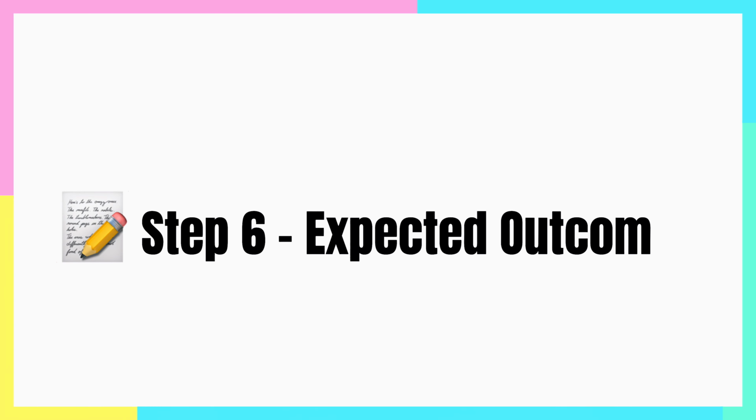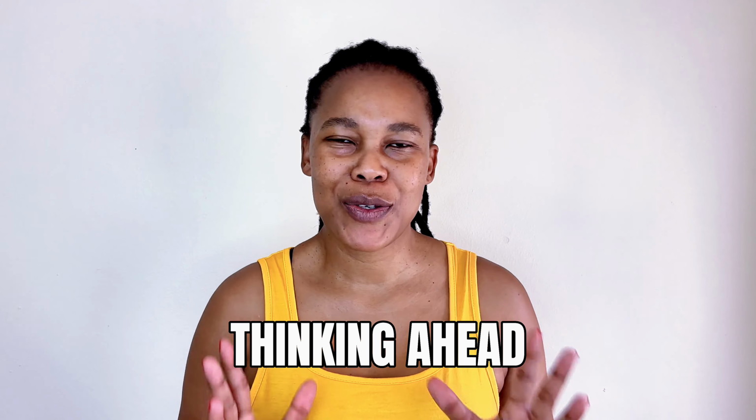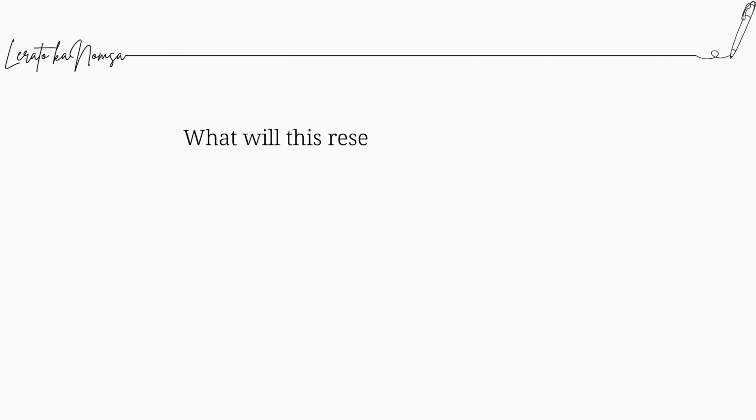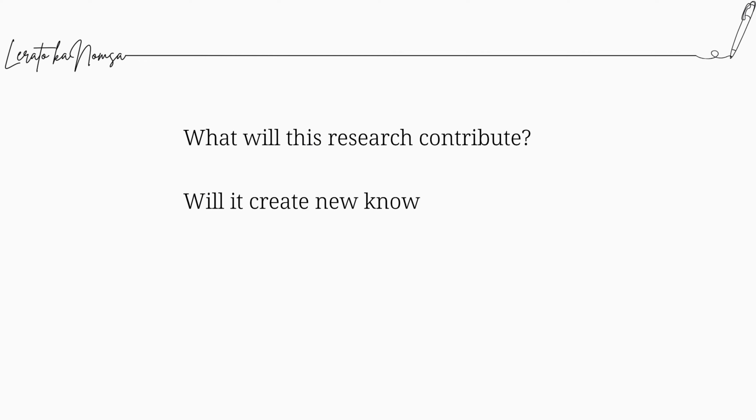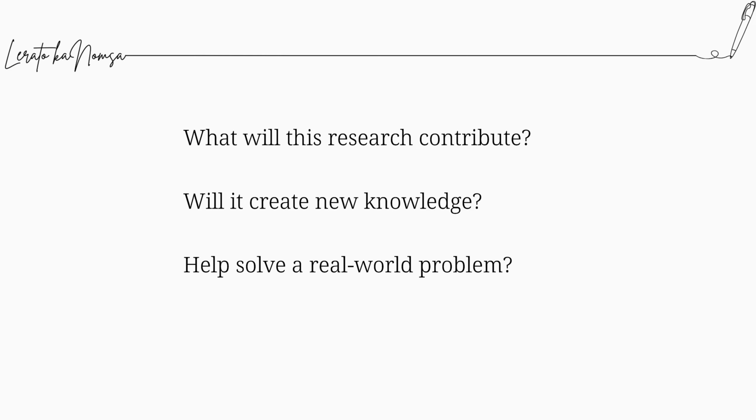Once you have all of that down, we need to now move to expected outcomes. I really love this part because it shows that you are thinking ahead. All you need to ask yourself here is, what will this research contribute? Will it create new knowledge, help to solve a real-world problem, or offer a model or a framework? You write this in 3 to 4 sentences that help you explain the value of your research. This helps the reviewers or your supervisors to see the "so what" of your research. And this part here is what makes or breaks your concept note's approval.